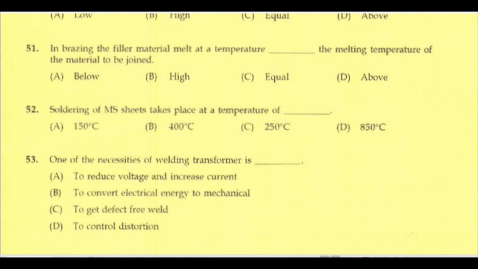One of the necessities of a welding transformer: we know that a welding transformer is mainly a step down transformer. In the step down transformer, the secondary voltage will be low and the current will be more. The answer is to reduce voltage and increase current.